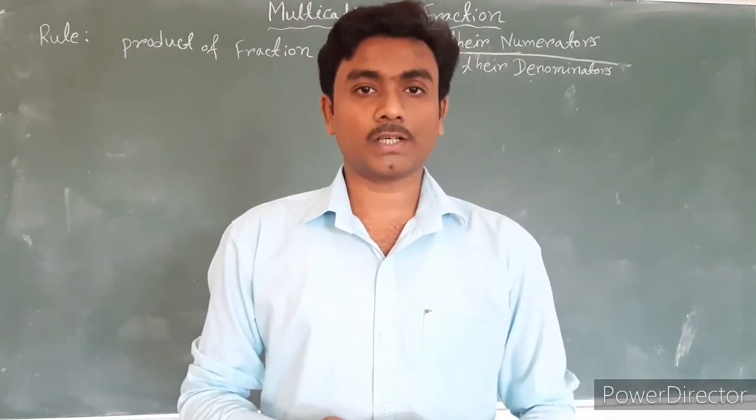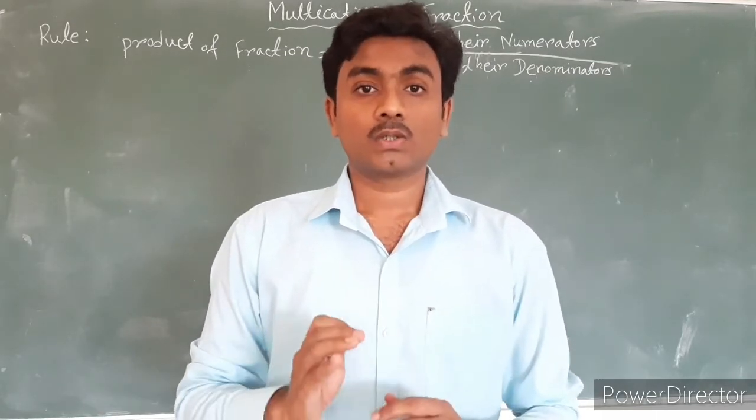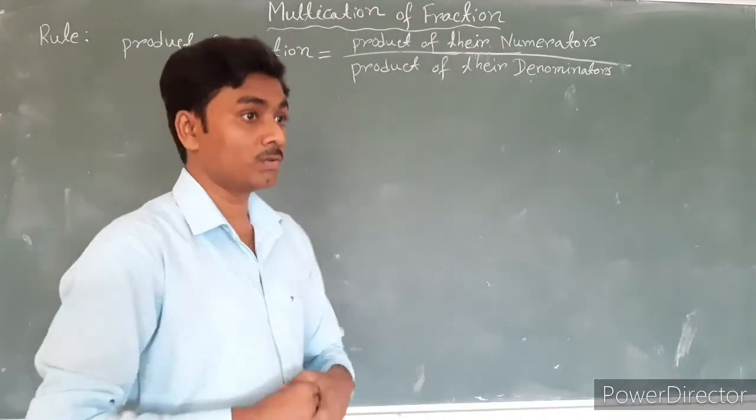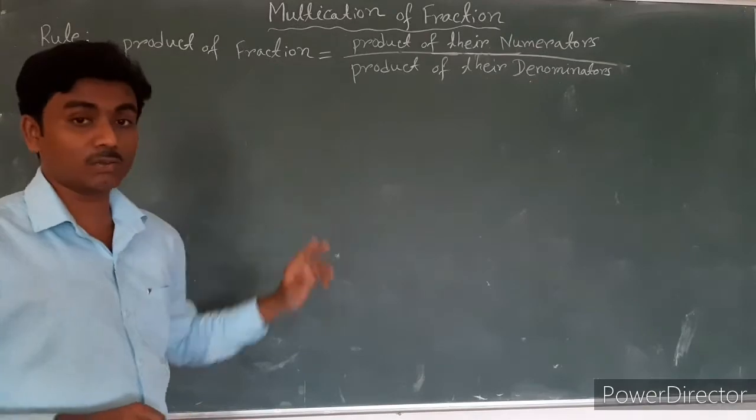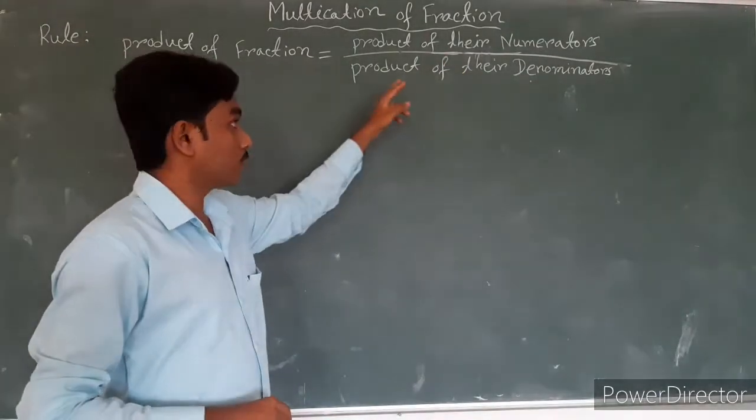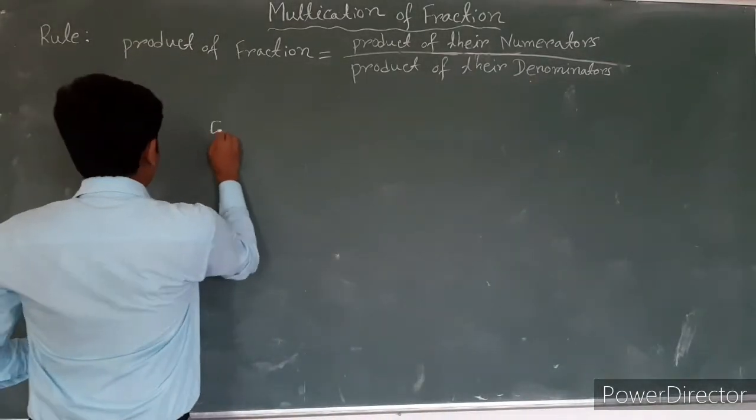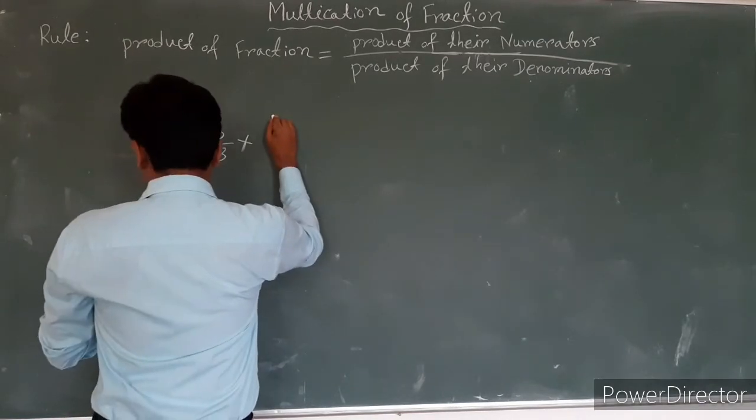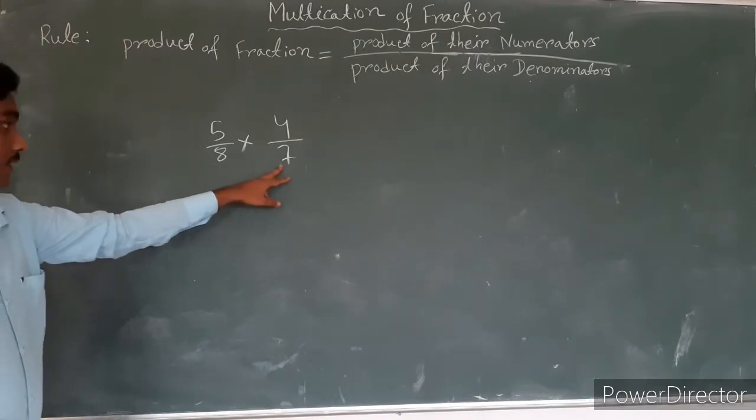Multiplication of fractions. That means how we multiply two or more than two fractions. By a rule, the product of fractions is equal to the product of their numerators upon the product of their denominators. Suppose 5 by 8 and 4 by 7. There are two fractions.